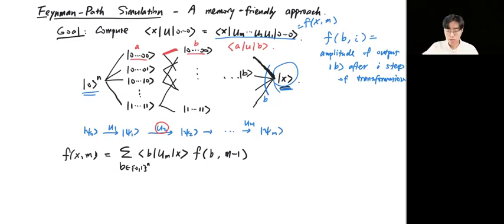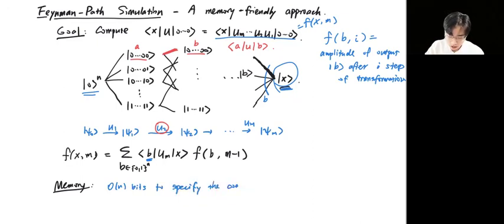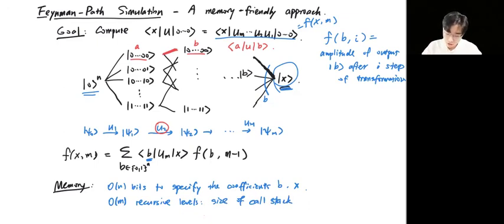Okay, so if we have this picture in mind, then we don't really need to write down all the amplitudes. All we need to do is to perform the computation, using this recursive call. So let's take a look at the memory cost of this algorithm. First of all, at each recursive call, you need to write down the binary string b to indicate which input or output binary string you are considering here. So of course, you need O of n bits to specify the coefficients b and x. Well, you also need to keep track of the recursive call stack. Because you have m recursive levels, the size of the call stack is O of m. So overall, the memory cost is about n plus m.